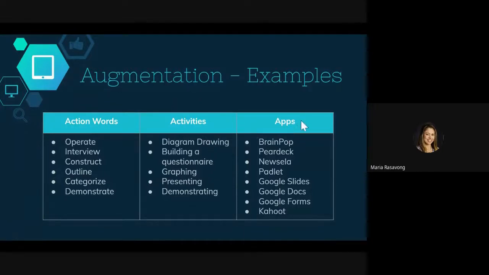You will notice that many of the applications that we are using here are going to be going over different parts of the SAMR model. I may have BrainPOP in my substitution, but then what step do I go forward to actually make it an augmentation? It's kind of like Newsela: I create the reading to go online, but what do I do to make that Newsela article go a step forward?